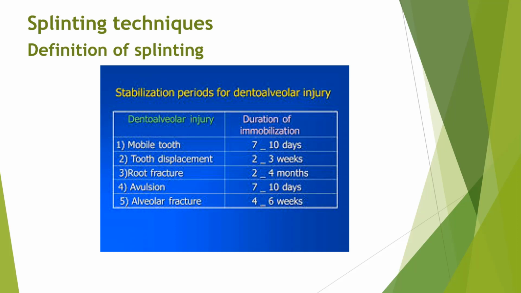A mobile tooth, we can keep the duration of immobilization 7 to 10 days. Tooth displacement needs 2 to 3 weeks of immobilization period. Root fracture may need 2 to 4 months immobilization period. An avulsed tooth may need 7 to 10 days of immobilization. And alveolar bone fracture, we have 4 to 6 weeks.